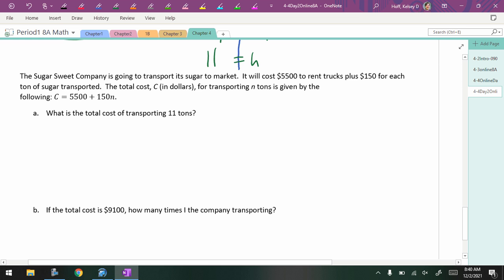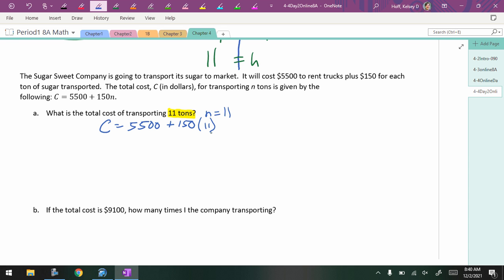The sugar sweet company is going to transport its sugar to market. It will cost $5,500 to rent trucks, plus $150 for each ton of sugar transported. The total cost, C, in dollars, for transporting N tons is given by the following. They give us the equation. What is the total cost for transporting 11 tons? 11 tons goes in for what letter? N. N equals 11. So take our equation and put 11 in for N on your own and solve it. See how much the sugar sweet company is going to have to pay.